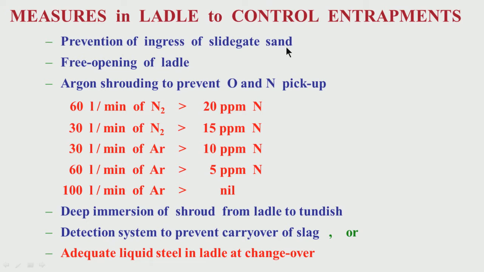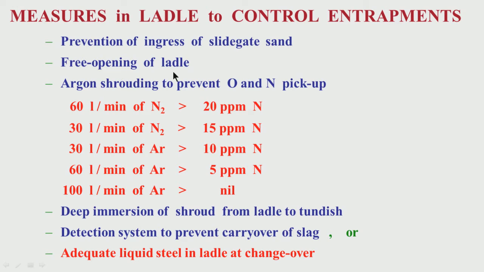This sand is necessary to close the exit of the ladle, but when you aim for free opening of the ladle, that means when you remove the slide, open the slide gate, liquid steel should come out without any problem. So for that the sand also should come out, but the sand should not be allowed to fall in the tundish. We have to take measures to remove the sand so that it does not fall into the tundish. That is one: prevention of ingress of slide gate sand in the tundish.